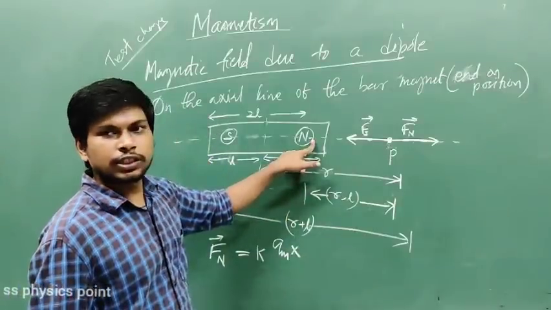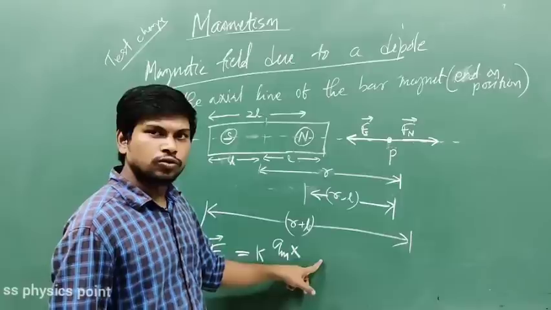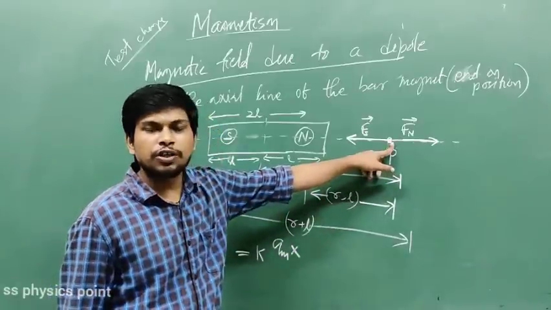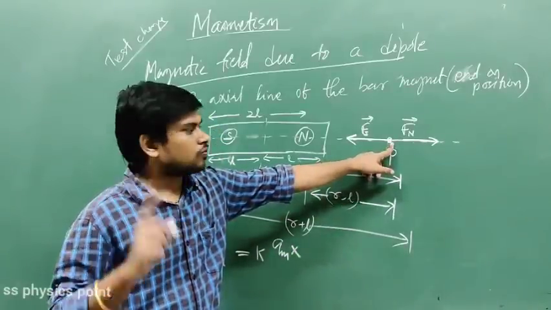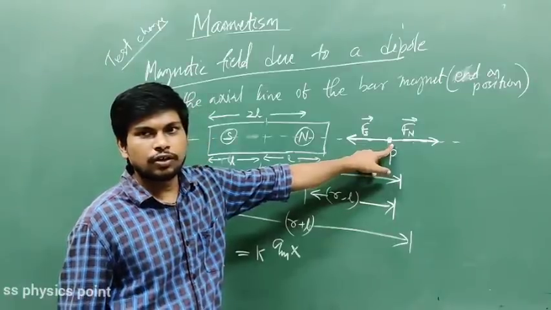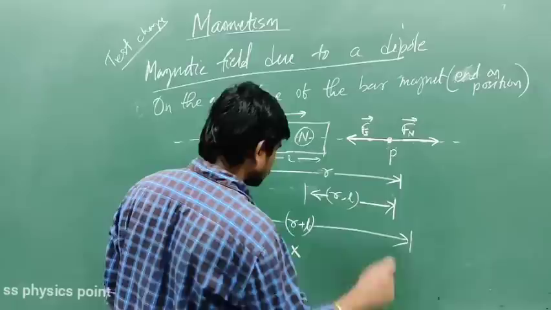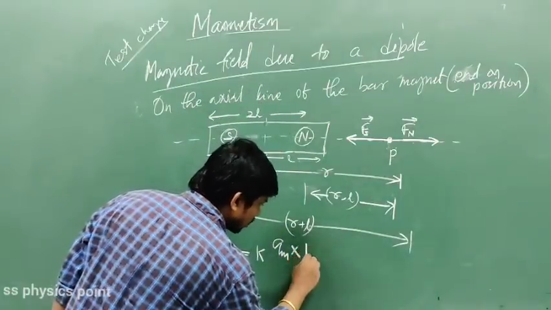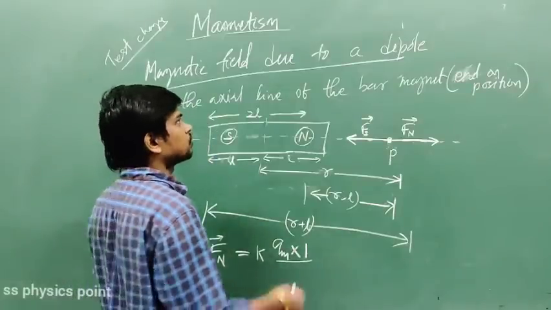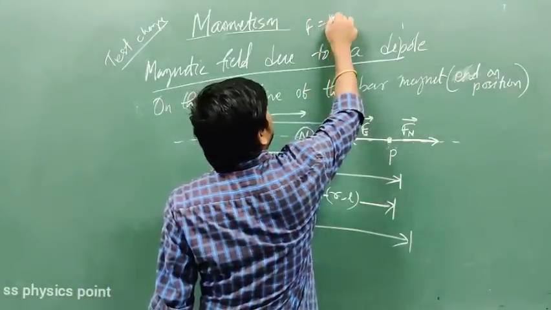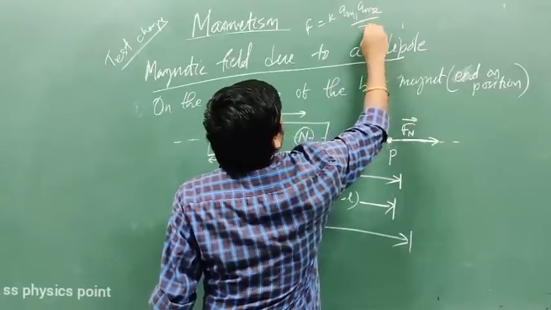अभी इसका पोल स्ट्रेंथ कितना है? Qm है, Qm1 into Qm2, M2 मतलब वहां पर कितना पोल स्ट्रेंथ है? What is the pole strength here? That is, I am taking a unit north pole. Unit north pole means उसका pole strength कितना है? 1, divided by distance r square. Force का फॉर्मूला क्या था? K Qm1 Qm2 by r square.